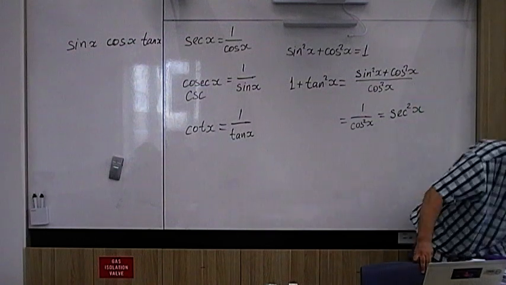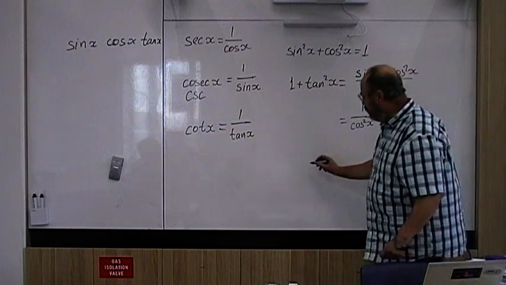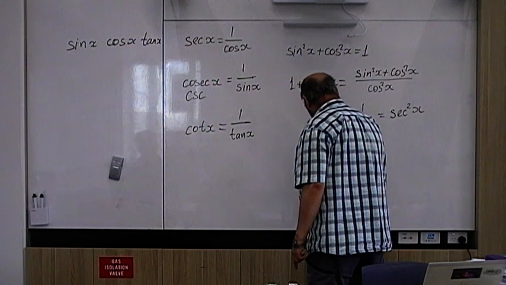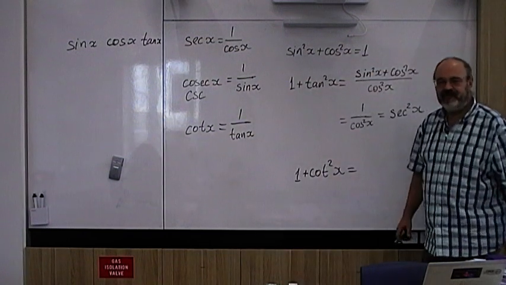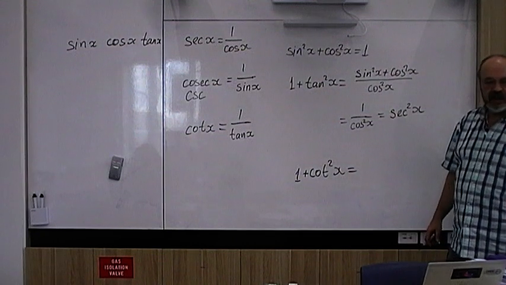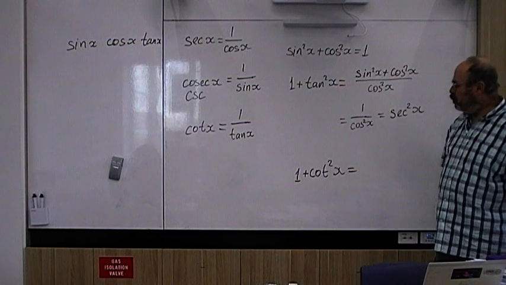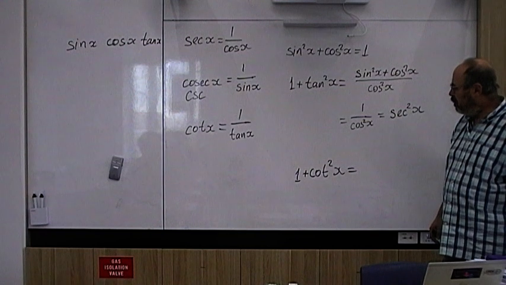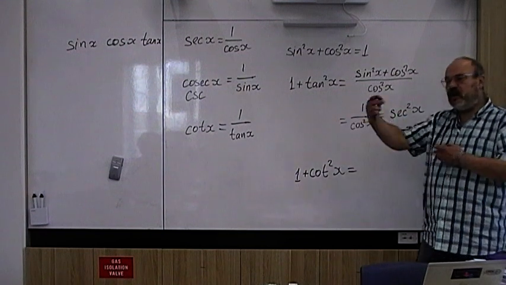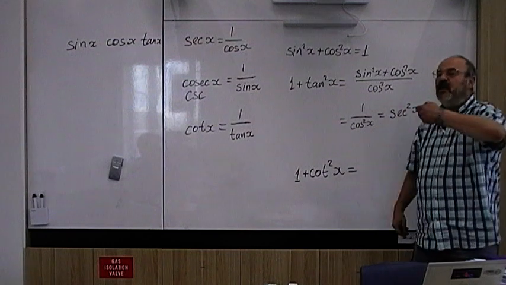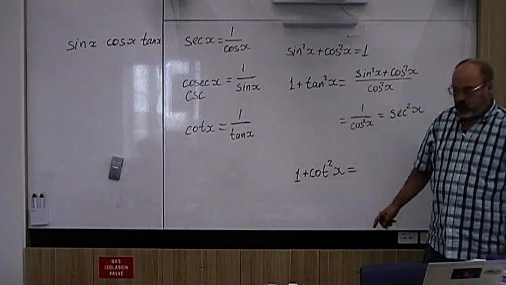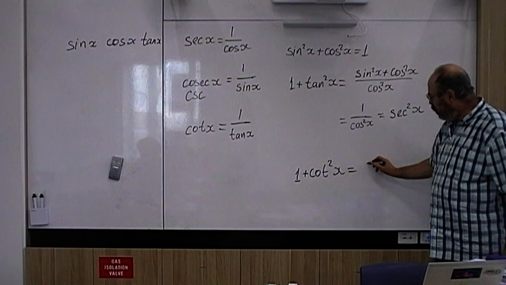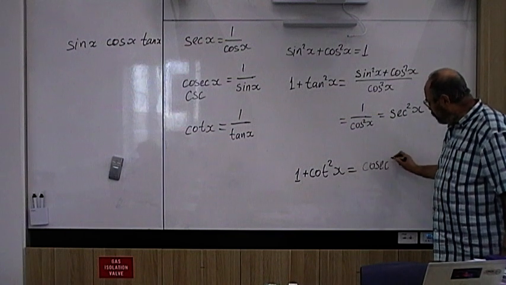Make sense? Yeah. Now, what will 1 plus cotangent squared equal? Using exactly the same approach, bringing to a common denominator and using the sine and cos identity: if tan is sine over cos, cotangent is the reciprocal, cos over sine. If you bring it to a common denominator, that will be 1 over sine squared, or cosecant squared x.